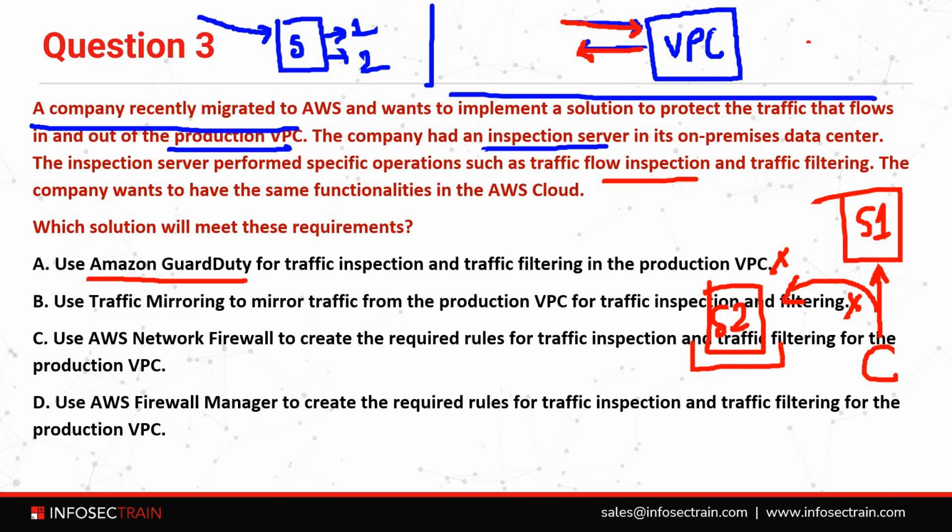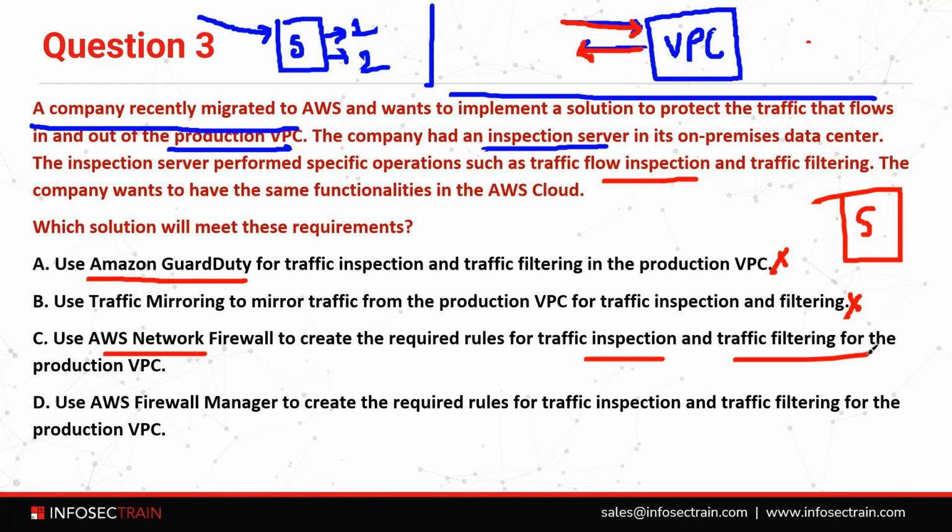Another option is network firewall manager. Used to create required rules for traffic inspection and traffic filtering for the production VPC. Yes, absolutely. Network firewall is a kind of firewall, because in AWS we have multiple different kinds of firewalls. Network firewall is one of them, and it protects at the entire VPC level. You can configure it at the entire VPC level. That's what we have in AWS Network Firewall.